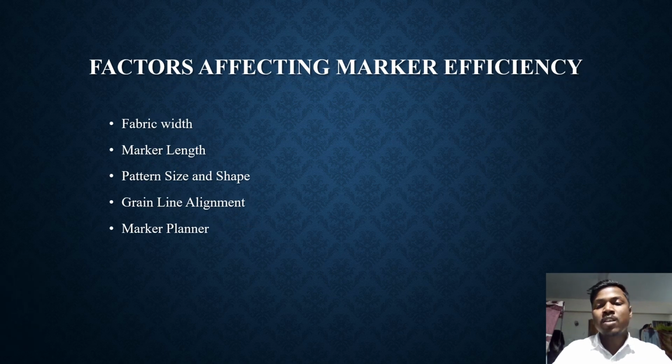Factors affecting marker efficiency. Fabric width. The width of the fabric directly influences how efficiently pattern pieces can be placed. Mismatched width can lead to waste. Marker length. A longer marker allows more pattern pieces to be arranged, improving fabric utilization. However, it depends on the cutting table and fabric roll length.